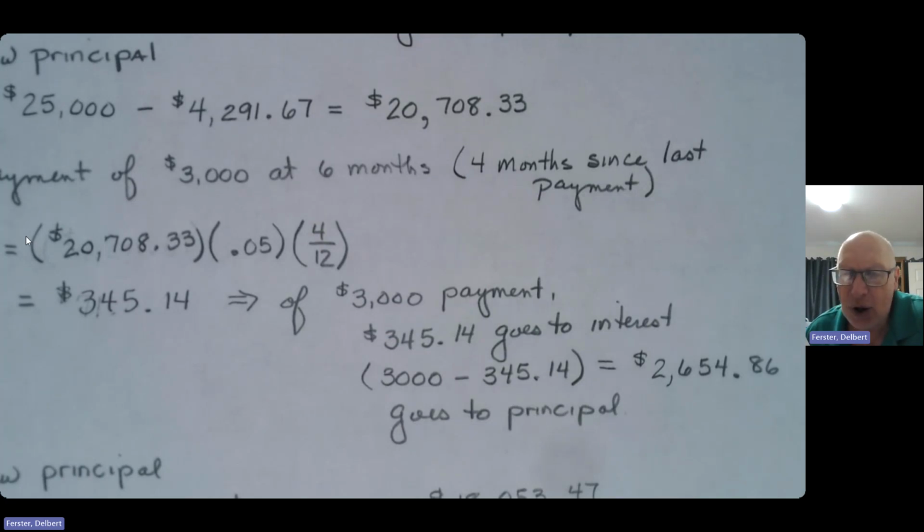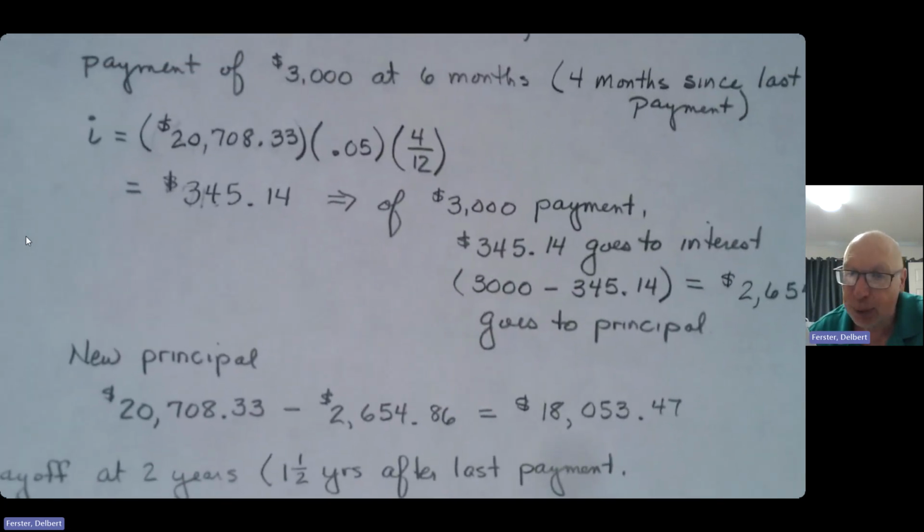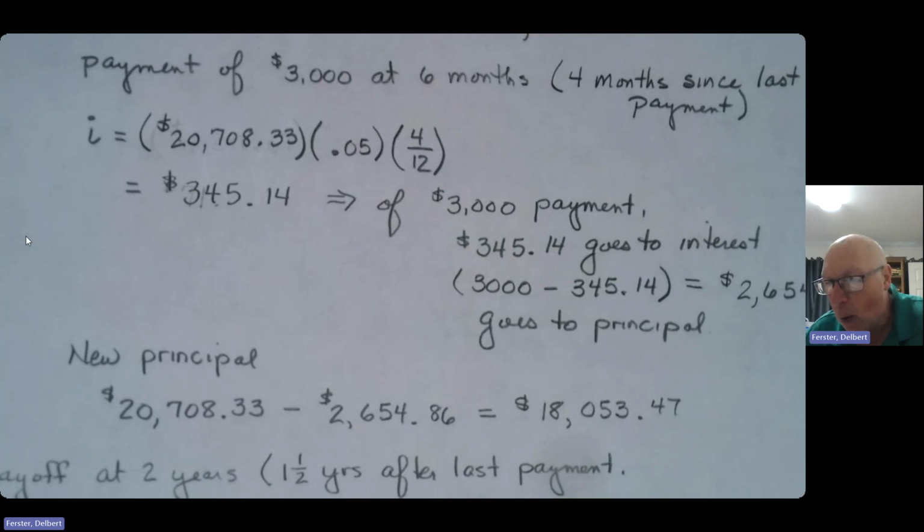As a result of the first payment, we diminished the amount we'd owed down to $20,708.33. From that number, we'll be subtracting $2,654 and change. So my new principal at the end of that second payment would be the difference between those two numbers: $20,708.33 take away the $2,654.86.